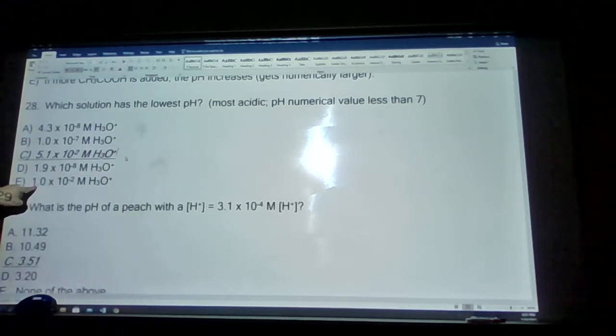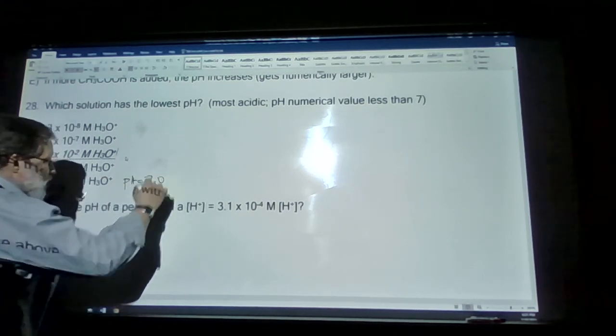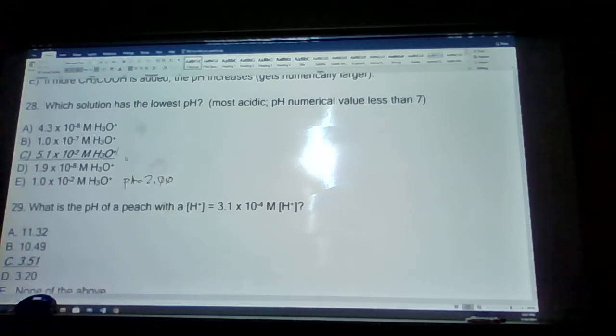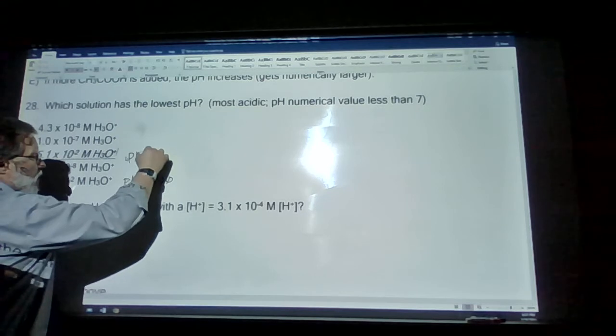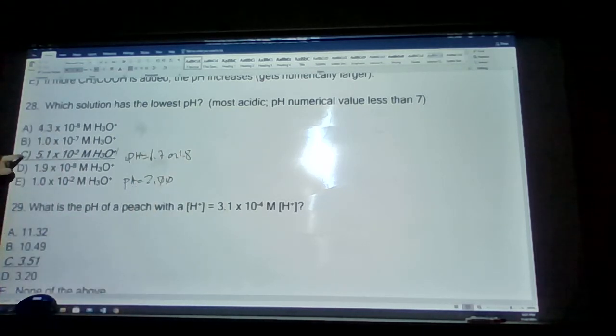If we do the logarithmic value, log base 10 of 1.0 times 10 to the minus 2, the pH here is exactly 2.00. Since this is not 1.0, there is some other value here, we subtract 1 from this. So the pH here is 1 point, I think it's 7 or 1.8. So answer C is the most acidic solution.